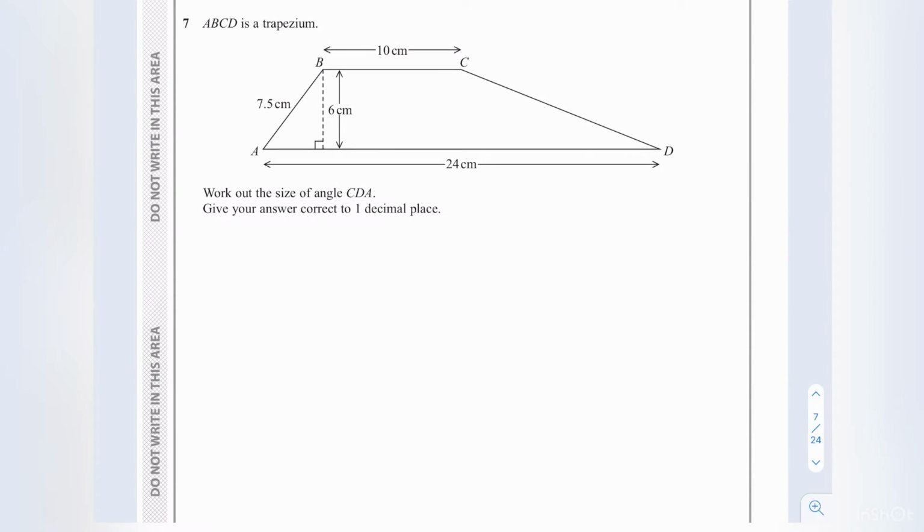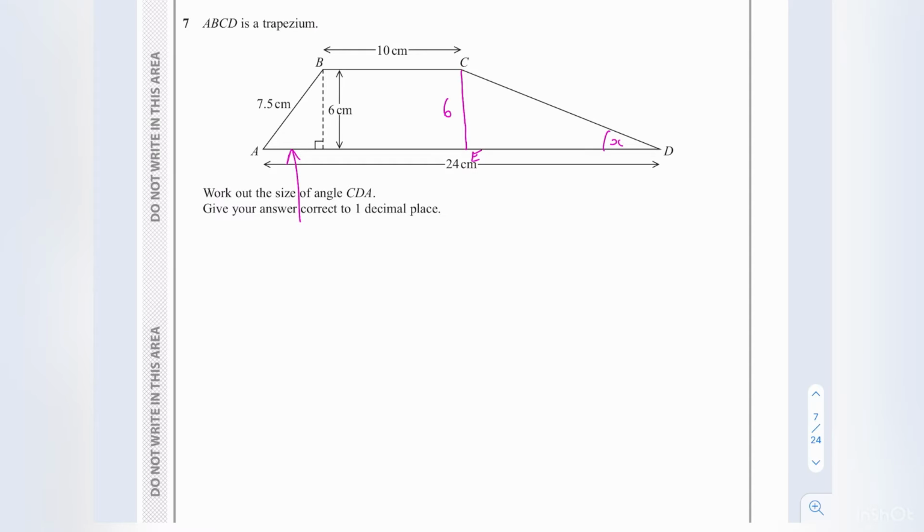In question 7, it wants us to work out this angle CDA. So that would be this missing angle here. Before we can work that out, we need to work out this length, and either of CD or, let's label this E, ED. I know that C to E must be 6 centimetres because it's a rectangle. Now I can work out this missing length here.